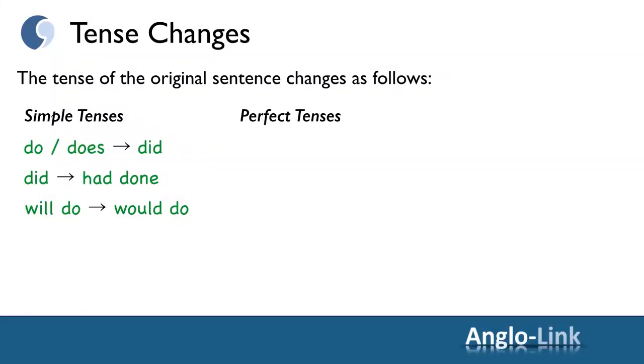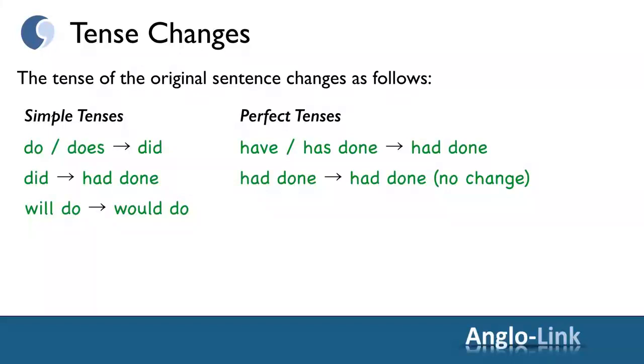Let's look at perfect tenses. Have or has done, present perfect, becomes had done, past perfect. Had done doesn't change. It stays past perfect, had done. Will have done changes to would have done.